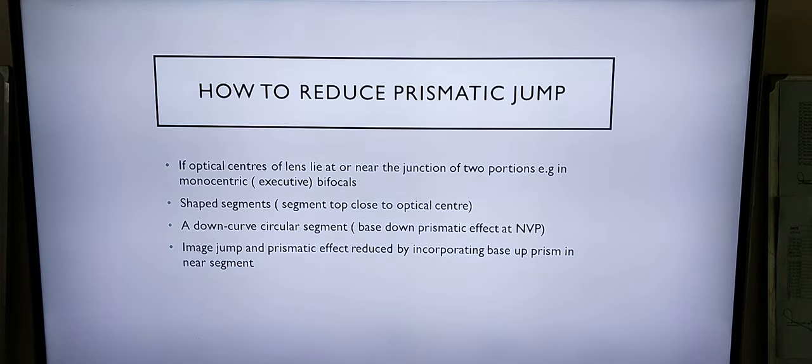How can we reduce the prismatic jump? If the optical centers of the lens lie at or close to the junction of the two portions, like in monocentric executive bifocals, the prismatic jump can be reduced. Or shaped segments can be used, where the segment tops can be made to be close to the optical center. Or a down curved circular segment can be used with base down prismatic effect at NVP, which cancels the base up effect of a hypermetropic distance lens, but it increases the base down effect of a myopic distance lens. Image jump and prismatic effect are reduced by incorporating base up prism in the near segment.